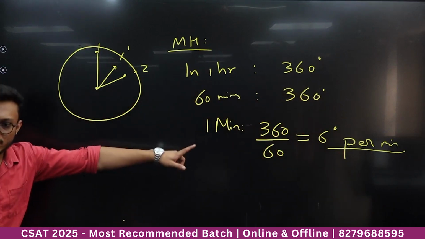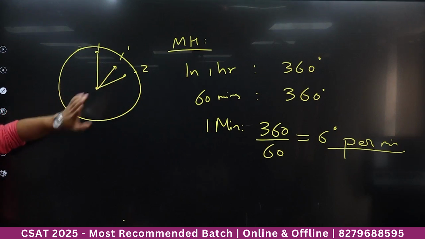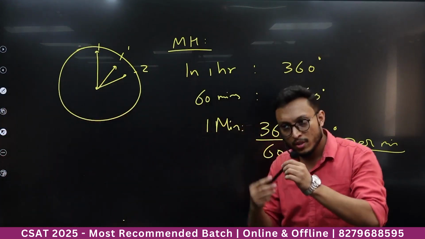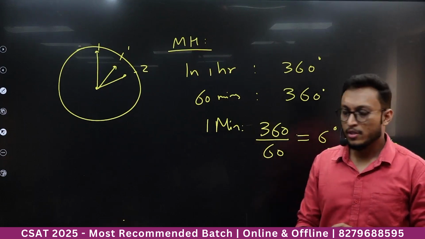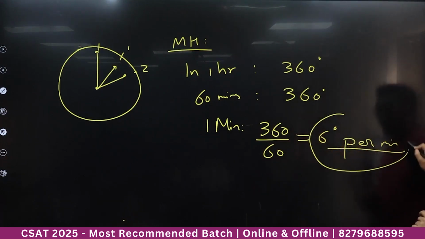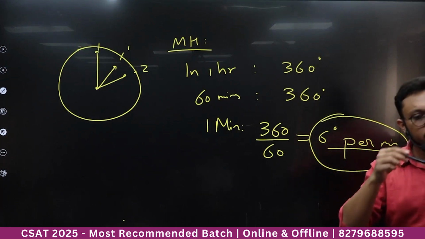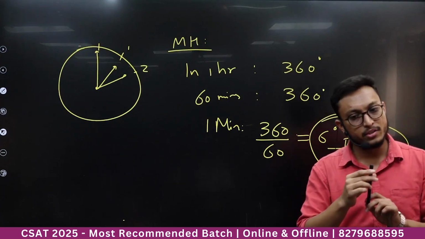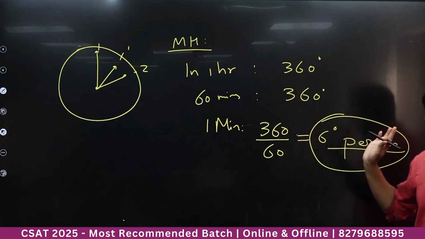Can I say this is the speed of rotation of minute hand? आप कोई भी घड़ी ले लो, in any clock the minute hand rotates a complete circle in 60 minutes. So it rotates with this speed, 6 degrees per minute. In 60 minutes it is rotating 360 degrees. So 1 minute में कितना rotate करेगा? 360 by 60, that is 6.